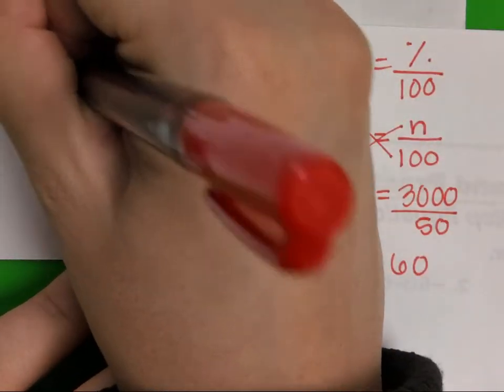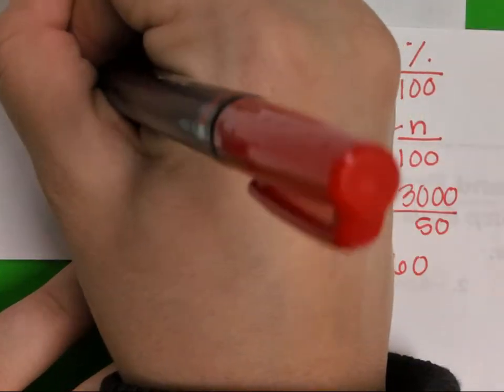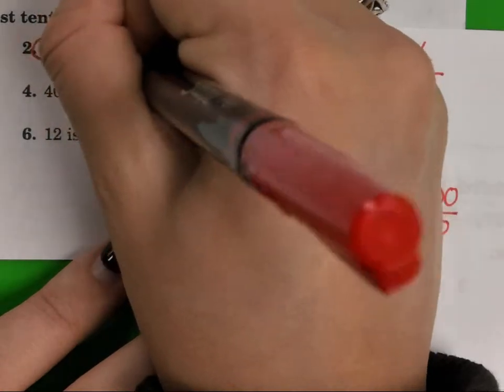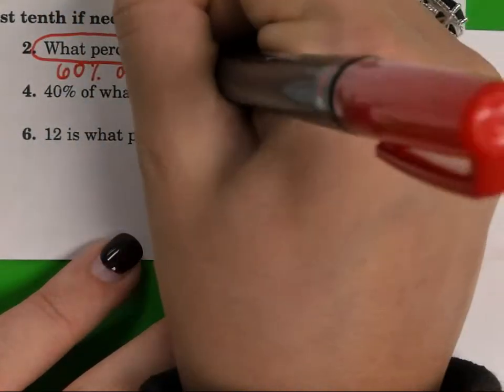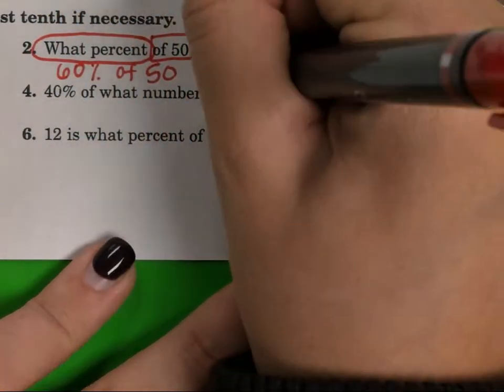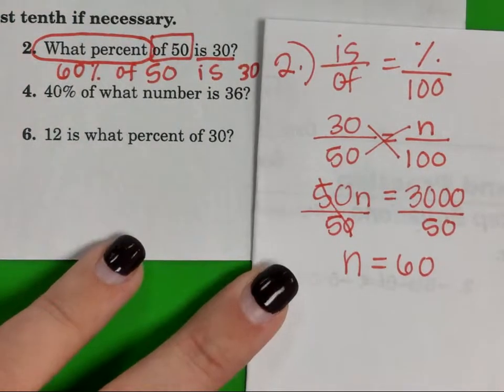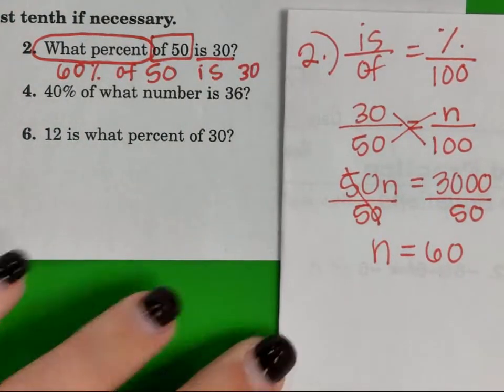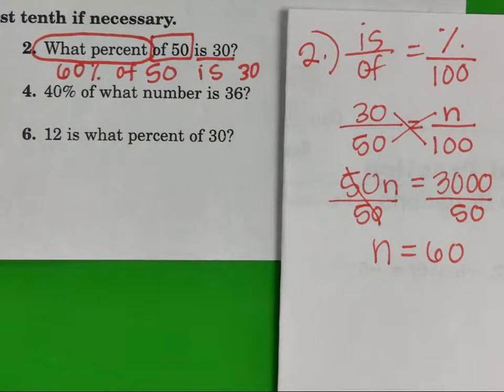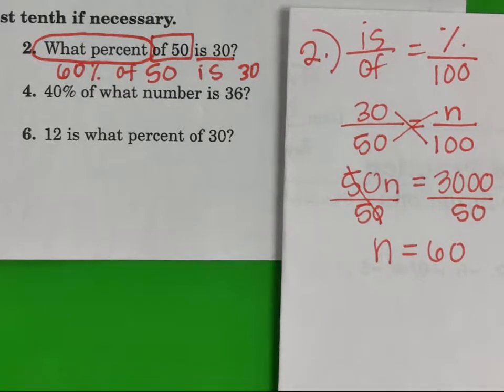If you want to keep it easy, you can simply just plug it in the way that it's written. So 60% of 50 is 30. Questions on that? Yes, ma'am. You can use whatever variable you want to. It doesn't matter.